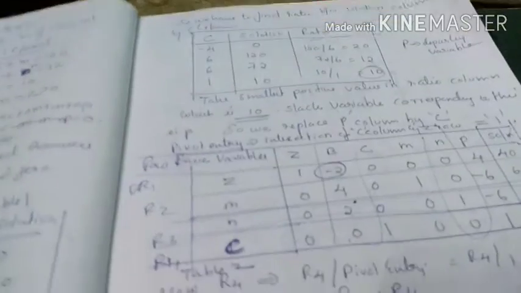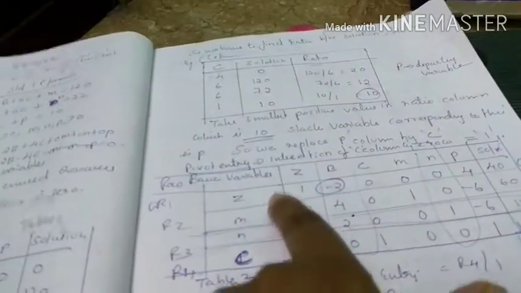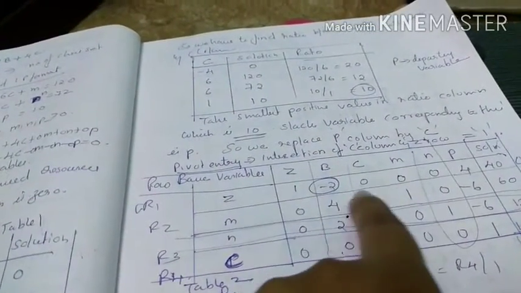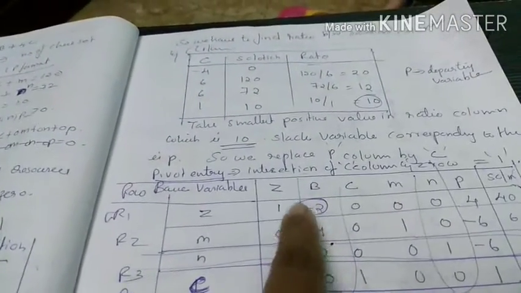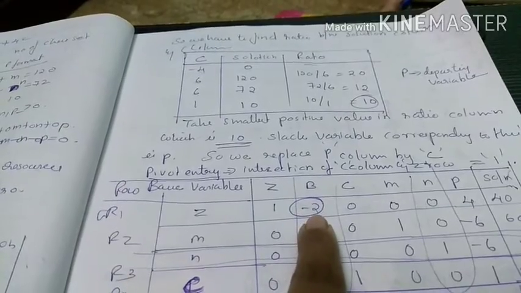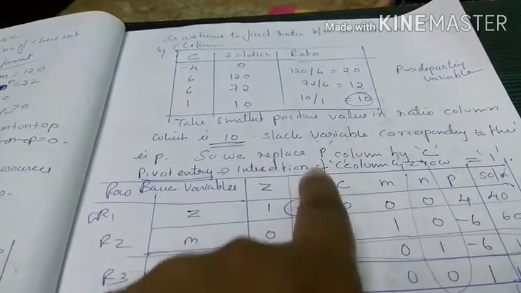We have to do this again and again until there are no negative values in the Z row. So here we have to do it again. The most negative value here is minus 2, and that comes in the B column.